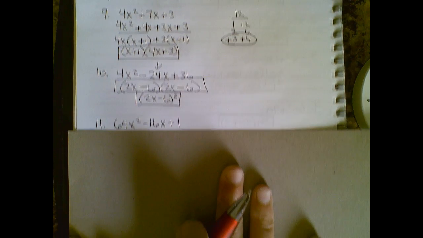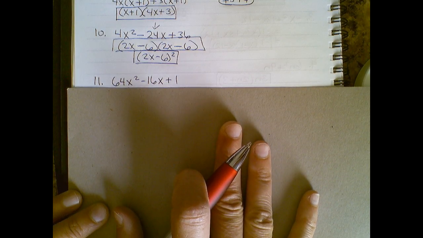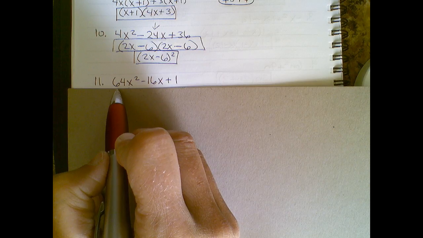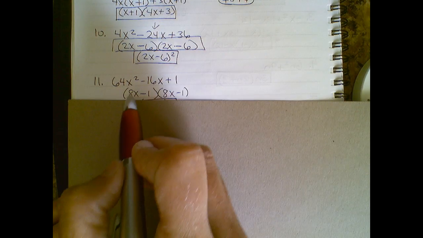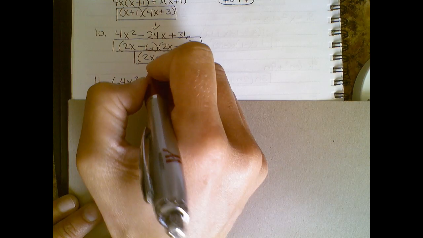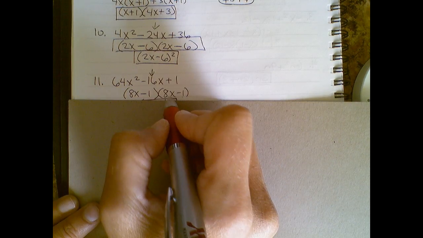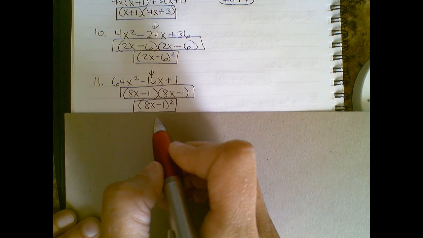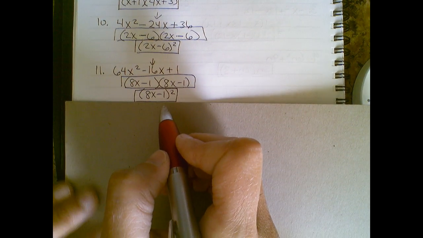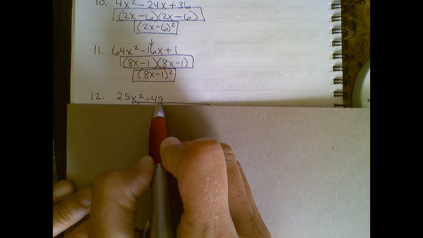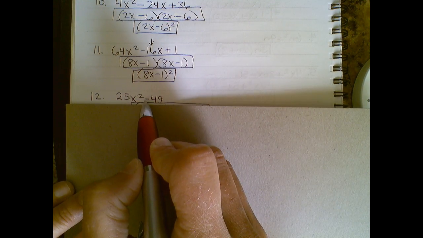Now this next one, again, those are perfect squares. If I take the square root of 64x squared, I get 8x, so that's going to be my first term. Square root of 1 is 1, so that's my last term. Middle term is negative, so they're both negative. I can leave this as my final answer, or I can rewrite it as 8x minus 1 squared. Now this next example, notice the first and last terms are perfect squares, but it has no middle term.